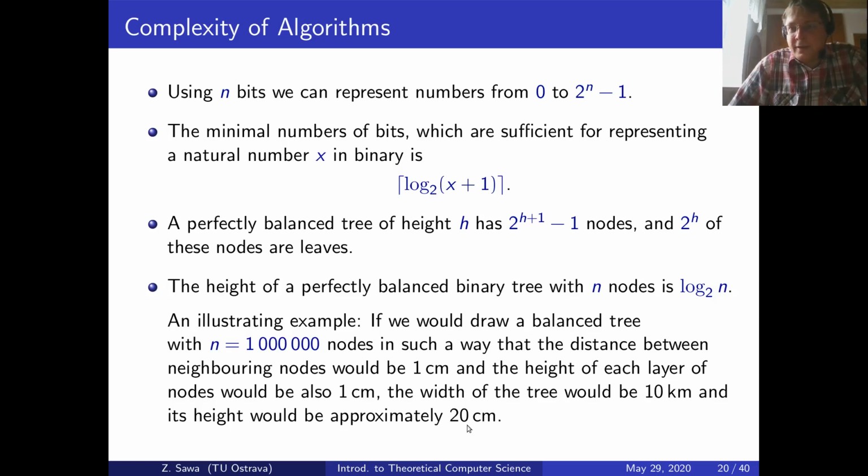So we can see the big difference between this height and the number of nodes. It would be very, very flat. If we imagine we go inside the tree from the root to some node, or vice versa, if we would start in some node and go to the root, such paths are rather short compared with the total size of the tree.